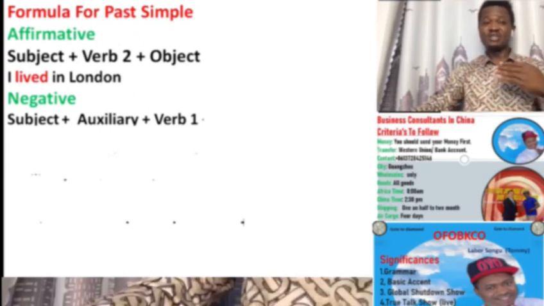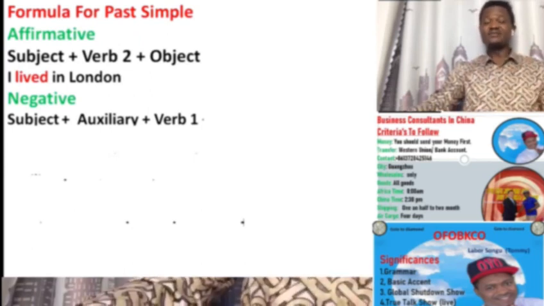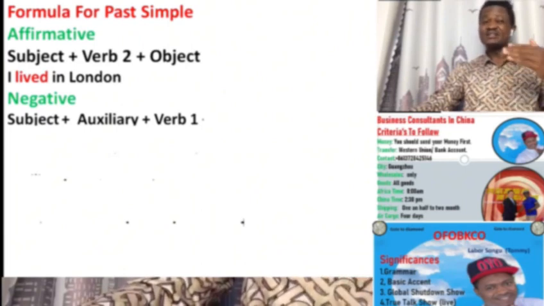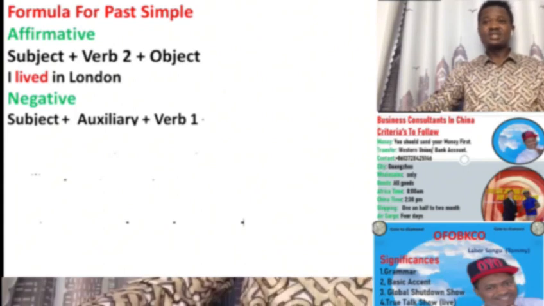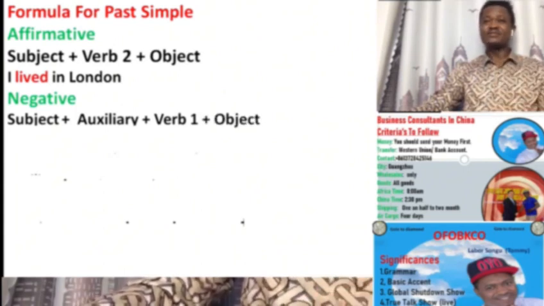So in the negative form, you gotta be careful. After the auxiliary verb, then you gotta have the base verb, that is the V1 verb. Then also your subject. So this is a simple formula for the negative form in past simple.